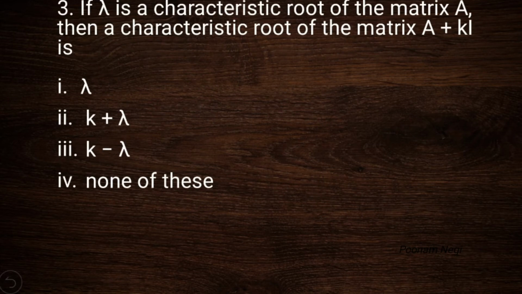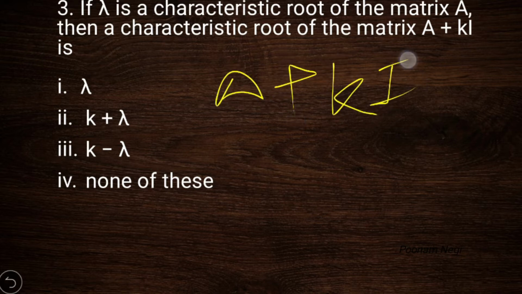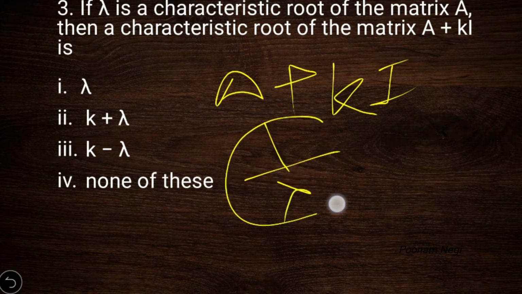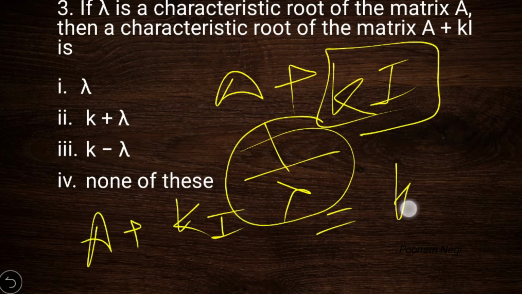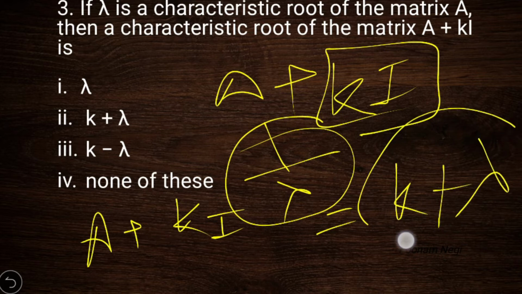Next question is, if lambda is a characteristic root of a matrix A, then the root for the matrix A plus kI. In case of inverse, we simply invert the eigenvalues. In case of this identity matrix, the root for A plus kI will be k plus lambda, where lambda is the root of this matrix A. So the correct answer is option number 2.